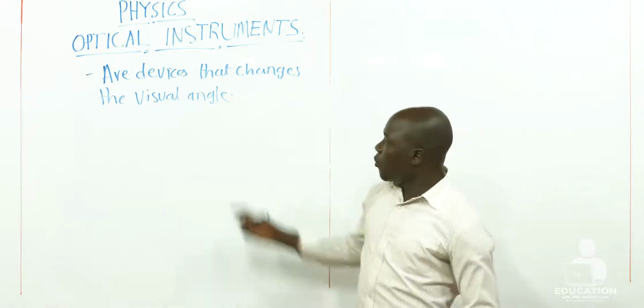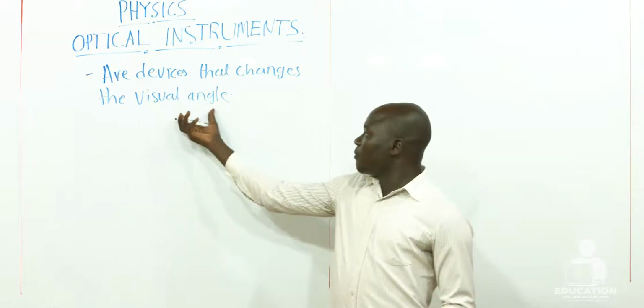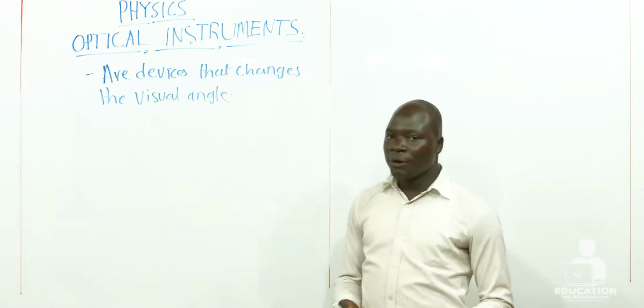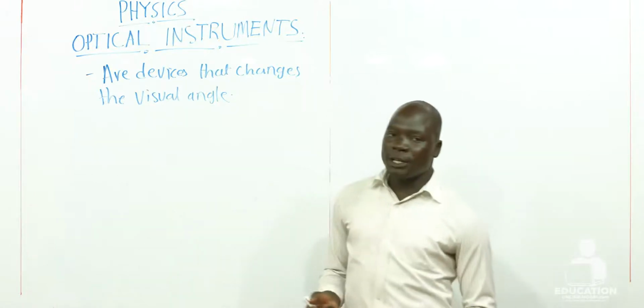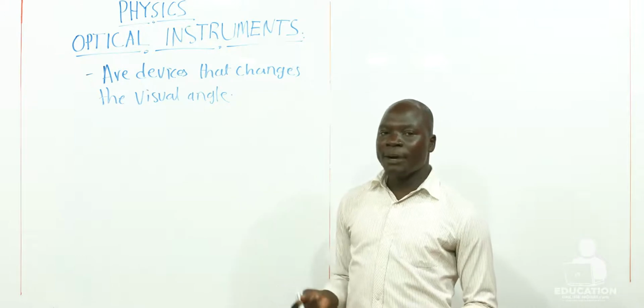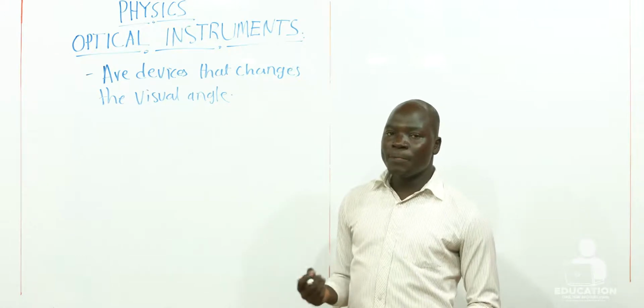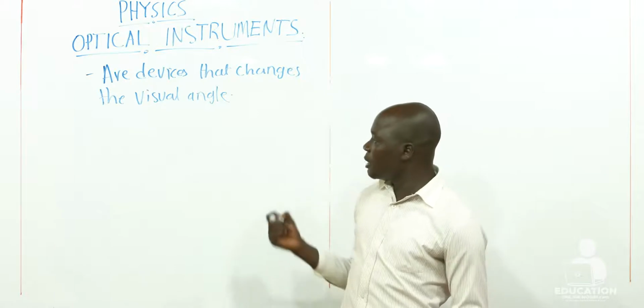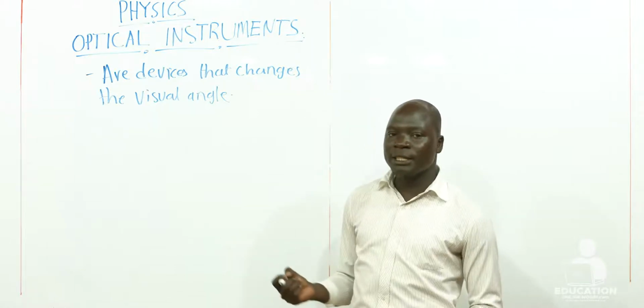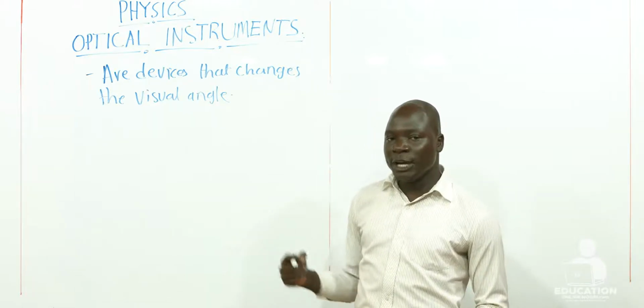So dear learners, what do we understand by the word visual angle? So visual angle refers to the angle subtended by the object to the human eye. Or we say visual angle is the angle subtended by an object to the eye.